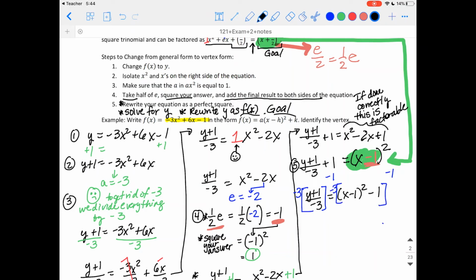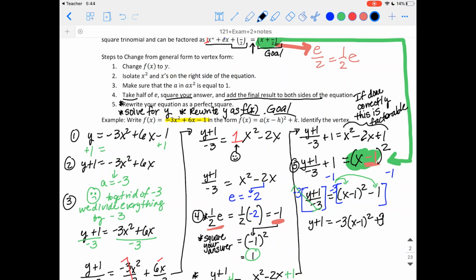On the left-hand side, negative 3 divided by negative 3 simplifies to 1. 1 times y plus 1 is just y plus 1. Now here's the clincher. Let's not invent some new math here. This negative 3, we're going to multiply it with the x minus 1 squared, but we do not distribute it. So this is just going to be negative 3 times x minus 1 squared. And then this negative 3, we're going to multiply it with the minus 1. Excuse me, a negative 3 times a minus 1 is a plus 3.